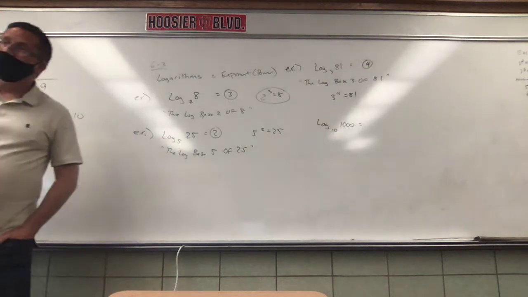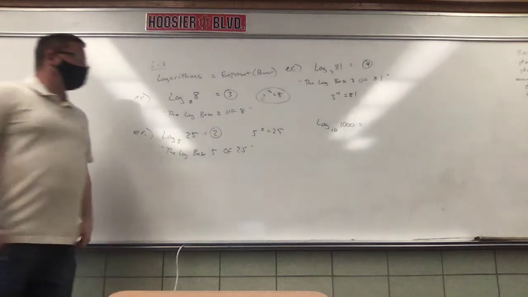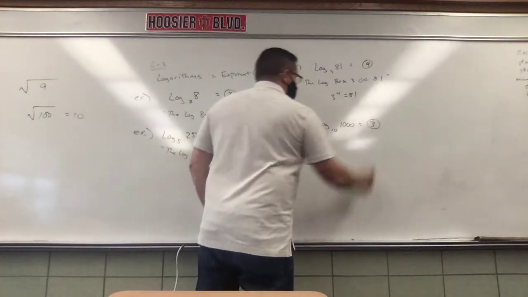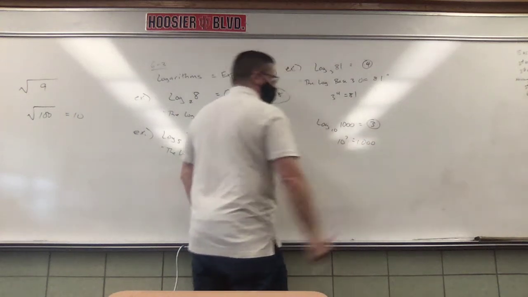Who said that? Why? Because 10 to the 3rd power is 1,000. This is the number 3. Because 10 to the 3rd power is 1,000. Okay?